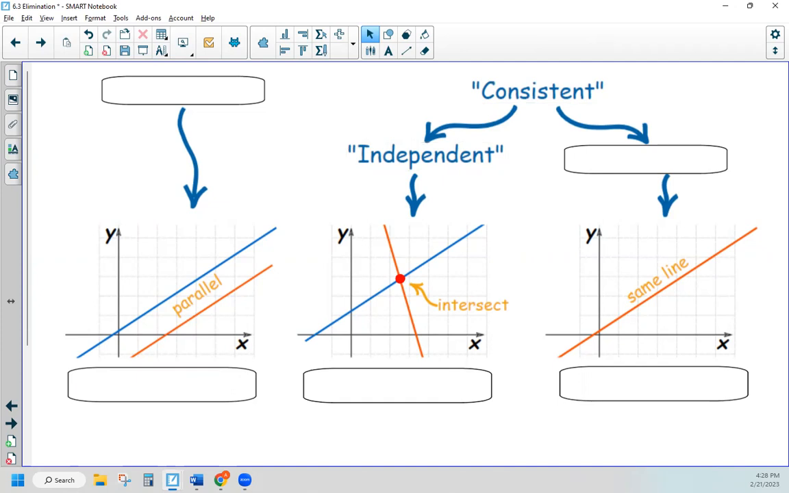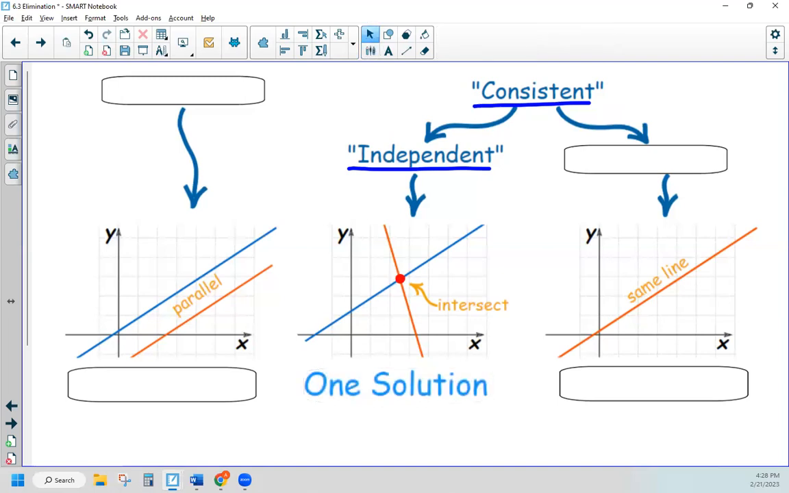Okay, consistent, take it as we do have a solution. So that first word up here means we do have a solution. Independent, take it as these two lines kind of act on their own. They got their own thing going on, right? They got their own style. You got the red line, you got the blue line. They're doing their own thing. They just happen to cross at this one point. And then once again, with consistent, we mean that we have a solution. This specific one is one solution.